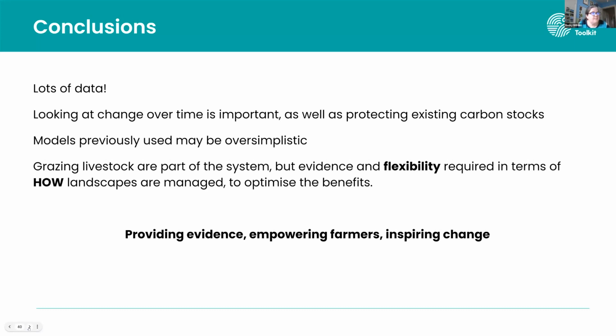Grazing livestock are part of the system. But we need to continue to develop that evidence and also flexibility in terms of how we manage those landscapes to optimize the benefits. What's really interesting is sometimes when we do work and we say, right, we need to do this, we meet barriers, in terms of, my current stewardship agreement says that I can't do that. So we've got to start to develop a bit more flexibility about how we can best utilize the value of those grazing livestock in terms of sequestering carbon, because all of this data provides that evidence that helps to empower farmers to be able to understand what they can do, what those opportunities are, which will help to inspire that change. And I think, yes, we're at the end.